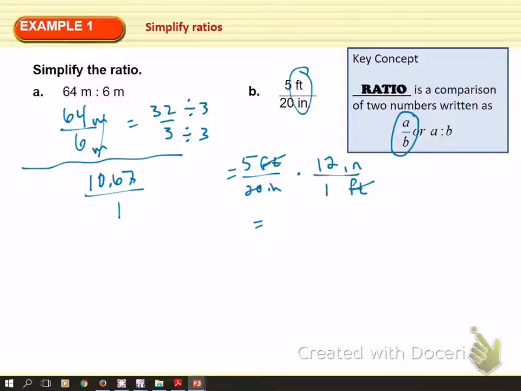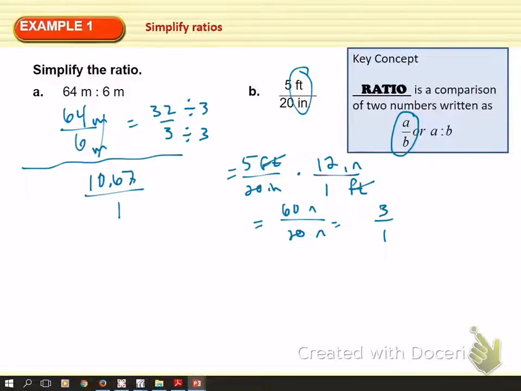So now we multiply the two fractions. 6 times 12 is 60 inches to 20 inches. Reduce that down, and we get 3 to 1, which means that 5 feet is actually 3 times longer than 20 inches. And that makes a whole lot more sense.